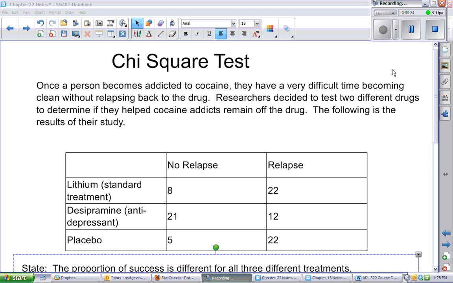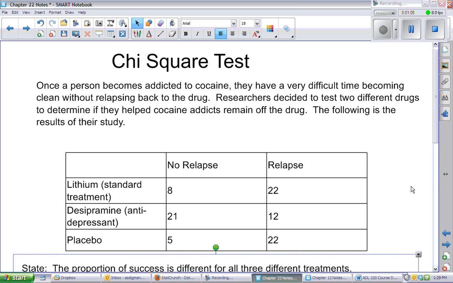So one of the things with cocaine is that when people take cocaine, they take the drug, they get on a really high, and then as soon as it's done, they fall off and are on a really low. So researchers wanted to test to see if an antidepressant may also be as good, if not better, than the standard treatment. So the researchers decided to test the standard treatment of lithium, the antidepressant desipramine, and a placebo.